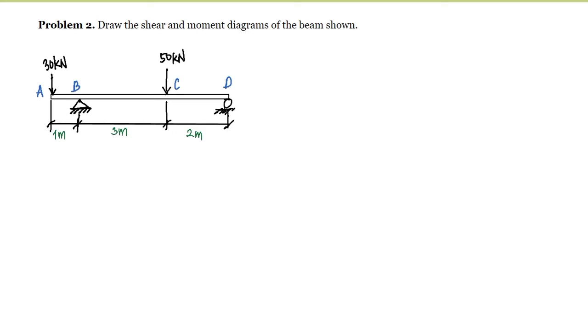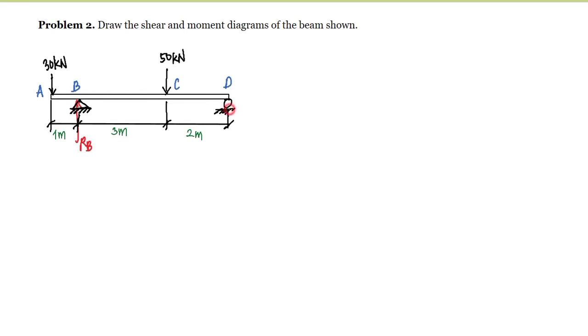Problem number 2, draw the shear and moment diagram of the beam shown. So the first thing that we are going to do here is to compute for the reactions at the support. Here at point B, we have two reactions, the By and the Bx. But the horizontal reaction is equal to 0, so let us just denote this as reaction B.